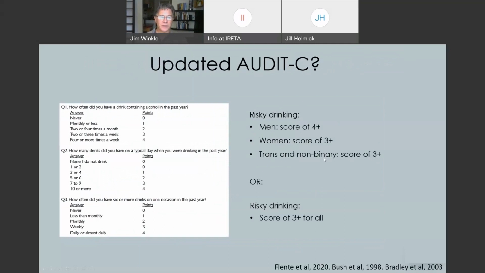That way, when a trans person, for example, fills out the AUDIT-C, we know how, using at least one study, to consider them positive or negative. And that number is the same number as for cis women. Or we can again take the gender out, perhaps, and go with the lower number, 3 or more for everyone. Again, we might have some more false positives, but probably not that much. And it's one scoring cutoff for everyone, which makes it easy.